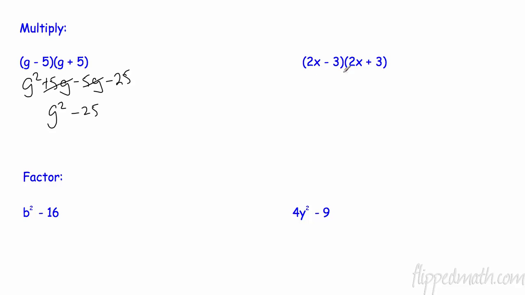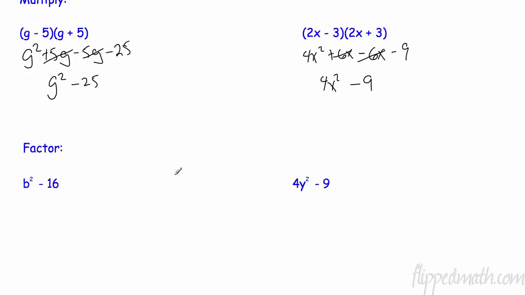Same situation here. We have the exact same thing over here, just positive and negative. So 2x times 2x is 4x squared. 2x times 3 is 6x. Negative 3 times 2x, that's negative 6x. Negative 3 times 3 is negative 9. And again, these middle terms cancel out. So we're left with 4x squared minus 9.